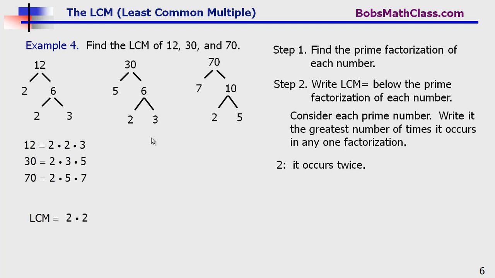Now the next number is 3. What's the greatest number of times the 3 occurs in one row? Once in the top row, once in the middle row, none in the bottom row. So the greatest number of times it occurred was once. The next number is 5. What's the greatest number of times it occurs in any one row? None in the first row, once in the second row, and once in the third row. So what was the greatest number of times that a 5 occurred? That's right, once.